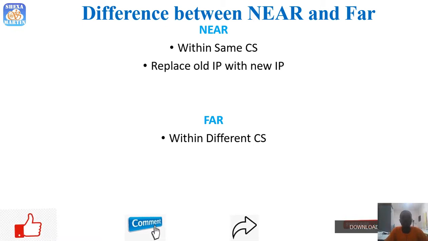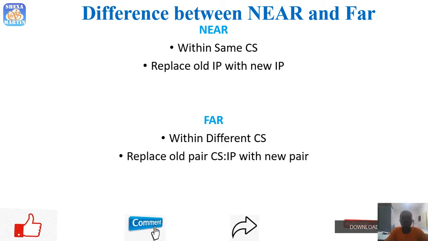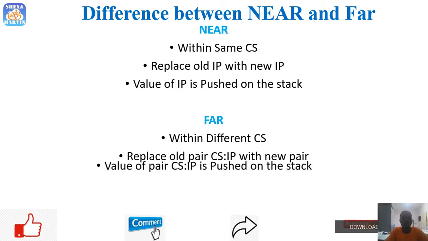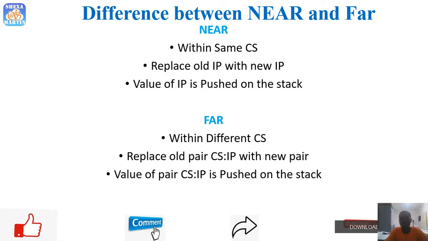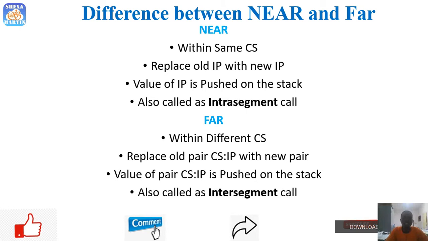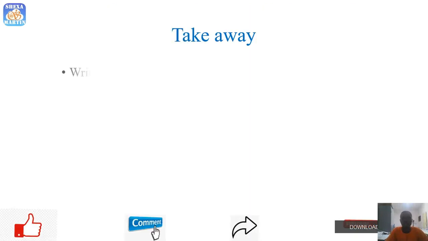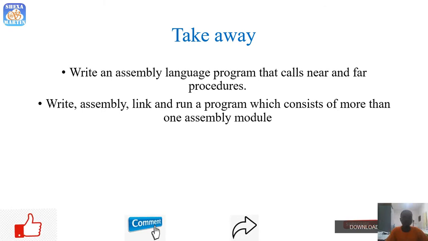Then we have replace old. With the near call, you replace the old IP with the new IP, but with the far call, you replace the old pair of code segment and IP with the new pair. Then with the near call, the value of IP is pushed onto the stack, and with the far call, the value of the pair CS:IP is pushed onto the stack. Also, the near call is also called an intra-segment call, but the far call is also called an inter-segment call. So that's it.